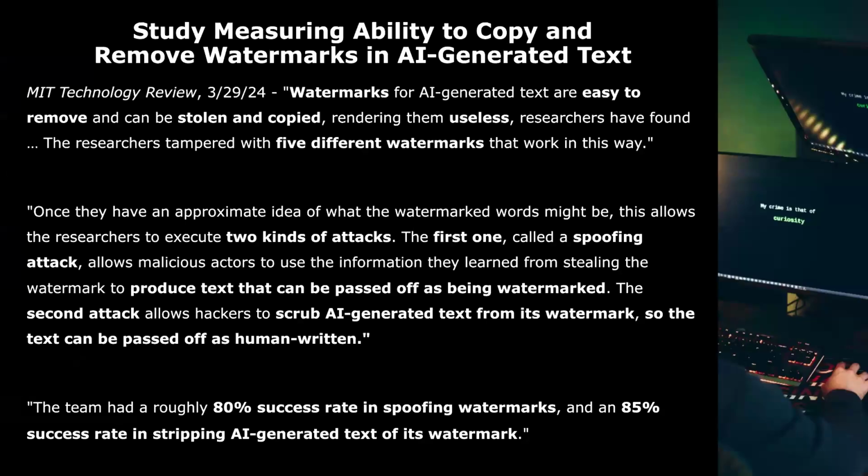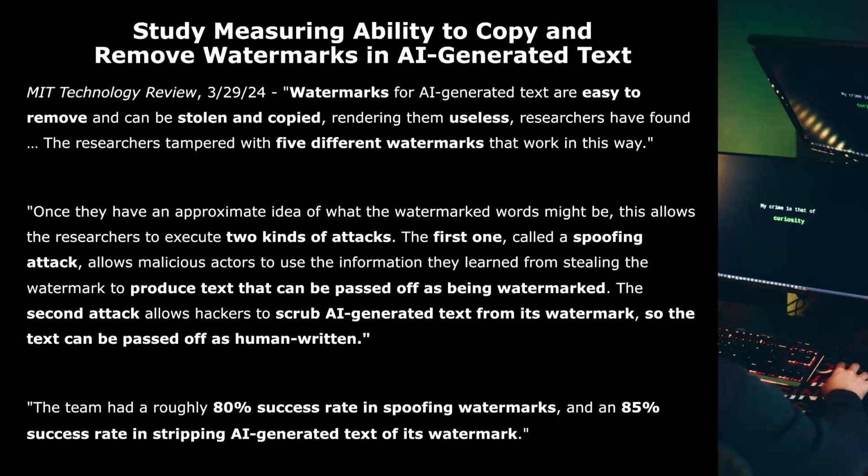A March 29, 2024 article from MIT Technology Review analyzed a study from the ETH Zurich Research University in Switzerland, which demonstrated how easily digital watermarks for AI-generated text could be manipulated. The article stated that, quote, watermarks for AI-generated text are easy to remove and can be stolen and copied, rendering them useless, researchers have found. The researchers tampered with 5 different watermarks that work in this way, end quote. The article went on to explain that, quote, once they have an approximate idea of what the watermarked words might be, this allows the researchers to execute 2 kinds of attacks.